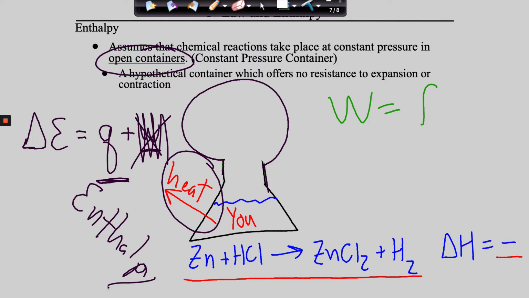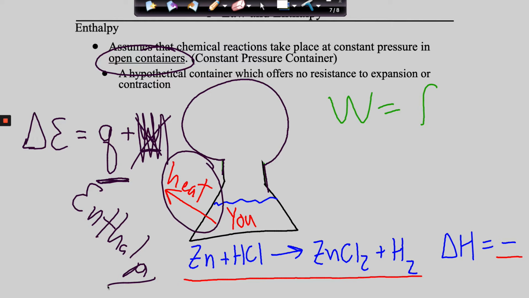Because imagine this. Imagine if we actually did have an Erlenmeyer flask, and if we put some acid in the bottom of this, and then dropped in the zinc. What's this going to do? It's going to bubble. Where are the bubbles going to go if we don't put a balloon on top?